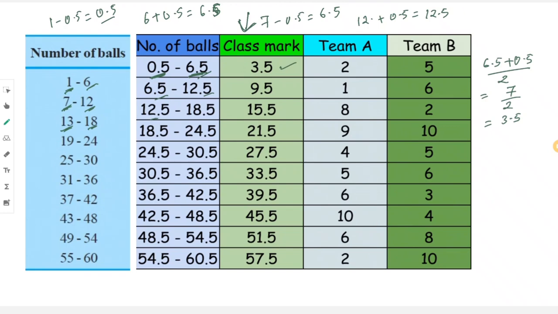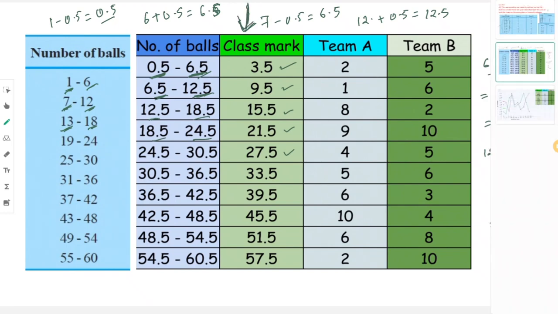Let's do one more. Again, upper plus lower divided by 2. So 12.5 plus 6.5 divided by 2, right? 12 plus 6 is 18. I'll get here 19 by 2, which if I divide, 2 9s are 18, 2 5s are 10, so 9.5. So you continue. Upper plus lower divided by 2, and you should get all these values here. Now while plotting a graph, like I said, we'll be using the class mark.